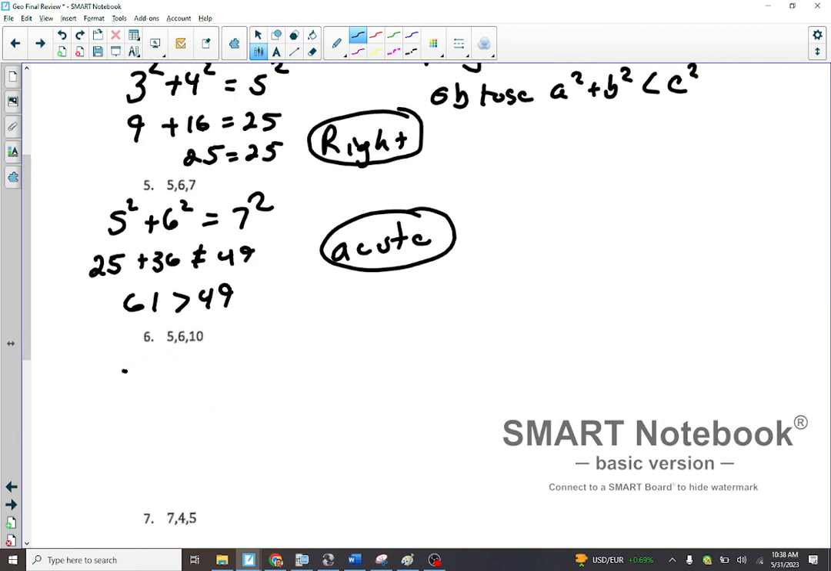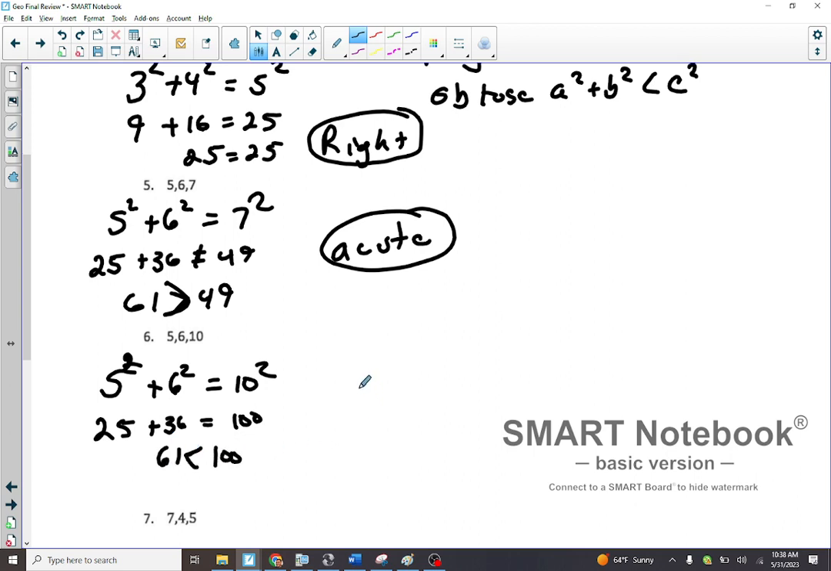5, 6, 10. 5 squared plus 6 squared equals 10 squared. Not equals, because they're not actually equal. 61 versus 49, that's greater than. All right, 5 squared plus 6 squared equals 10 squared. 25 plus 36 equals 100. 61 does not equal 100. The 61 is smaller than 100. In this case, your c value is bigger, so it's obtuse.